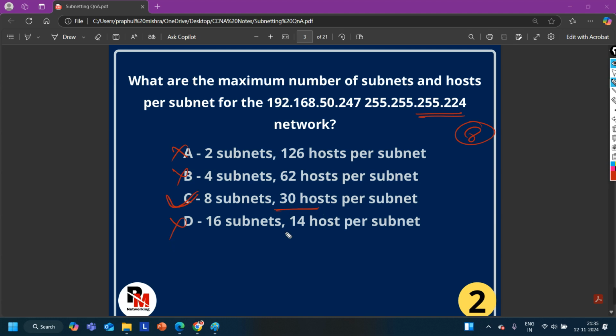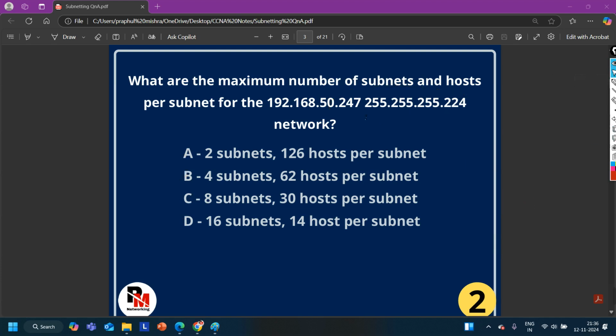And even now we can find the valid hosts also. If we have this subnet mask, then the total length of the IP is 32, right? And how many bits have you borrowed? 3. So 2 to the power 3 minus 2, it is going to be 30.